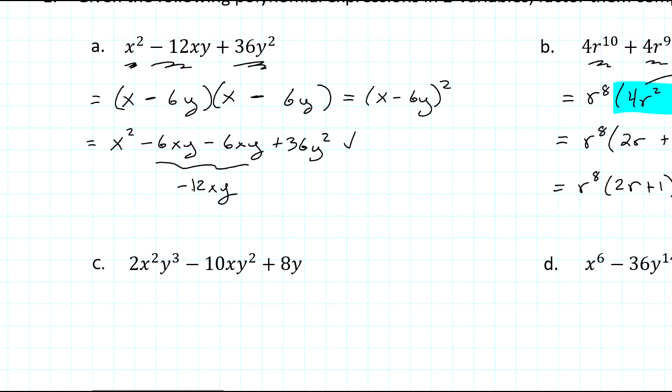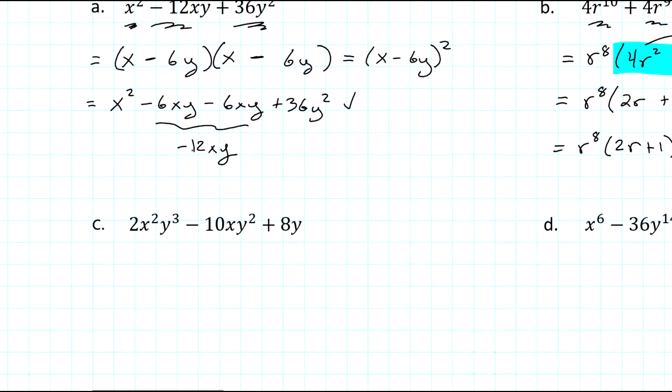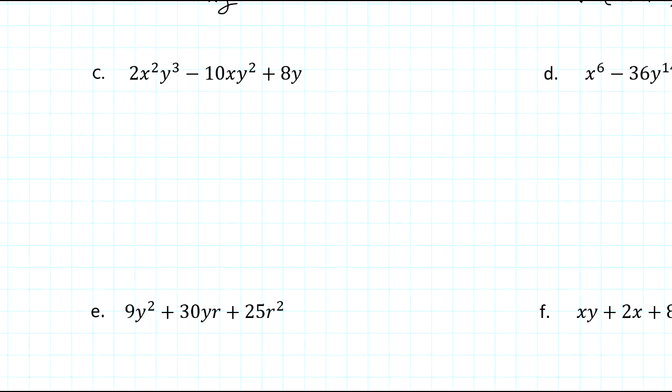All right, moving on to part three. The expression is 2x squared times y cubed minus 10xy squared plus 8y. Looking for a GCF first. And the GCF 2 goes into everything. There's also a y in everything. So let's pull that out. We have 2y that we pull out.